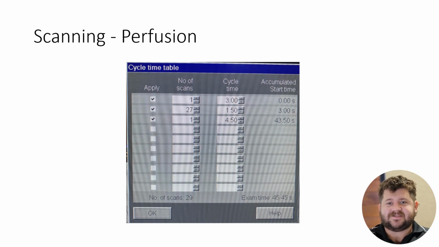Okay, so let's get into the nitty-gritty of our perfusion scanning. If we think of a normal CT as a photograph, we want to take a still image at a particular point in time. A perfusion scan is more like a movie. We want to track the blood flow through our brain over time. To do this, the scanner does a series of low-dose scans.